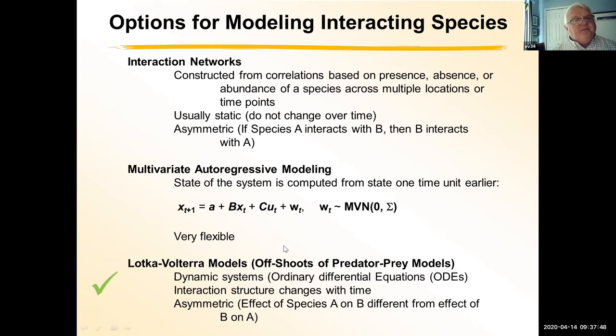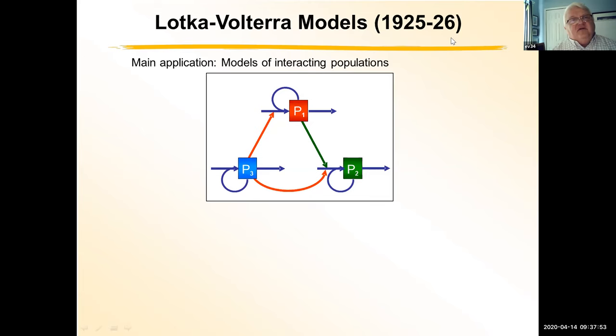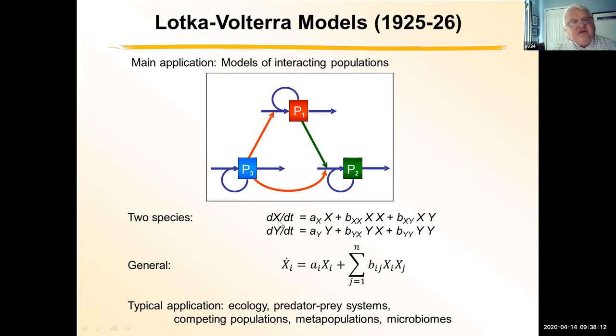Lotka-Volterra models are very old, in case you have never heard of them: 1925, 1926. Lotka was a biologist, Volterra a mathematician. So the mathematicians call them Volterra-Lotka models, biologists call them Lotka-Volterra models. They deal with interacting populations. If you have two species, then the system is like this. You have dx/dt, you have a linear term, and then you have all possible binary terms: x with x, x with y, y with x, y with y. Here are the interaction parameters. Here are the intrinsic growth parameters.